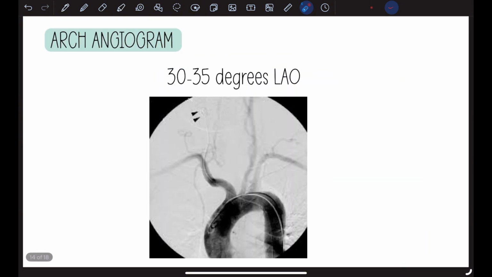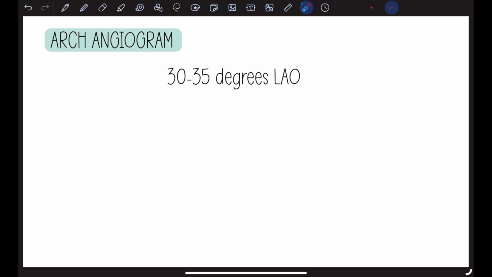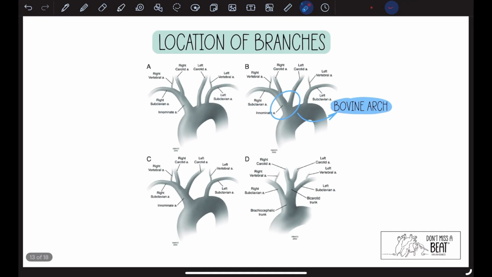Now, the aortic arch angiogram is going to be 30 to 35 degrees LAO, very similar to the view that you use for your heart cath when you're cannulating the coronaries. And what it's going to do is open up this arch so that you can see the origin of each of these vessels. Now, everybody's different.